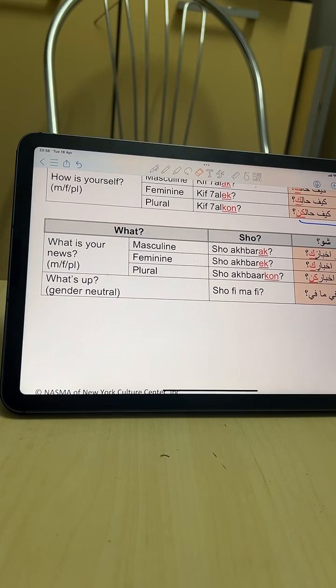I don't have to put the pronouns like in Latin languages, like care sunt știrile tale. I don't have to put a word to refer to the pronoun. Just the termination of the word helps you identify who is being talked to. So, شو أخبارك? What is your news? Your masculine. شو أخبارك? What is your news? Feminine. شو أخباركن? What are your news? Because أخبار literally means news.